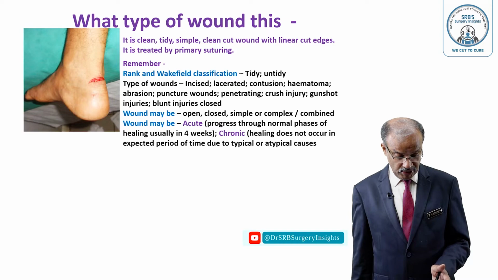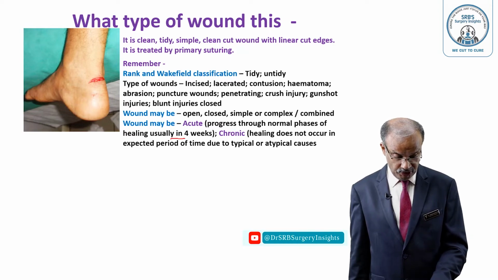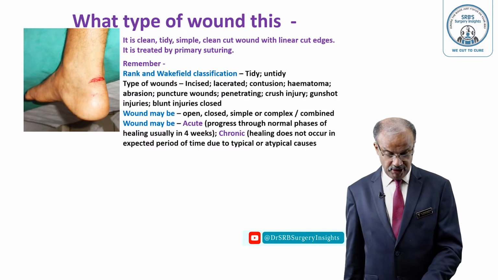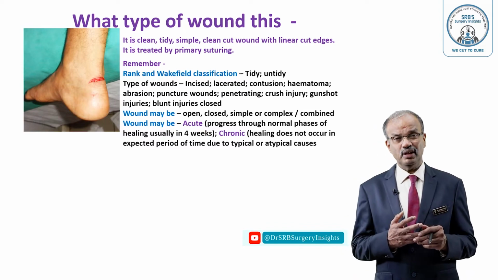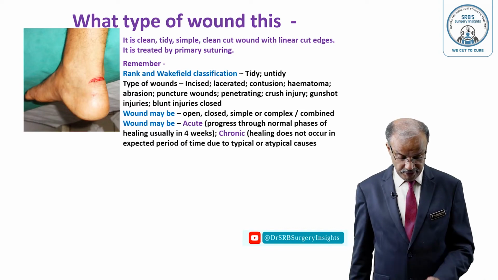They're complex. A wound may be acute, progressing through the normal phases of healing, usually healing in 4 weeks, whereas in a chronic wound healing does not occur in the expected period of time due to typical or atypical causes, usually after 4 weeks. But the exact meaning is that healing does not occur in the expected time. That is the typical.